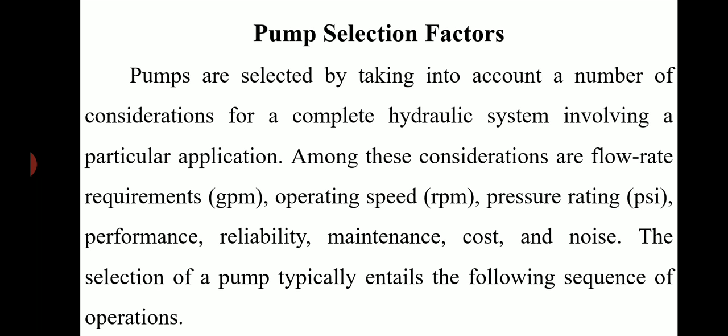Pump selection factors. Pumps are selected by taking into account a number of considerations for a complete hydraulic system involving a particular application. Among these considerations are flow rate requirements, gallons per minute, operating speed, revolutions per minute, pressure rating, pounds per square inch, performance, reliability, maintenance, cost, and noise. The selection of a pump typically entails the following sequence of operations.